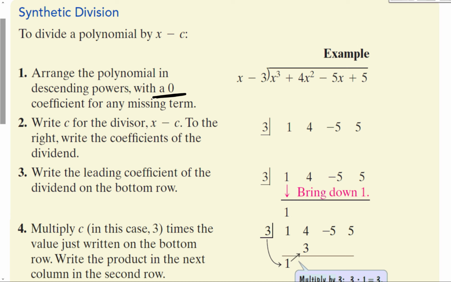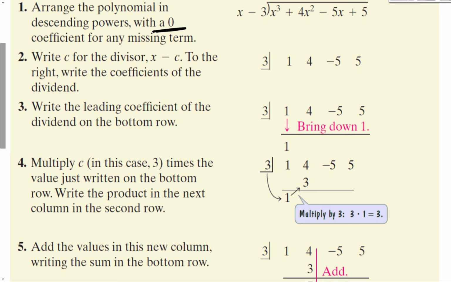First step is always write the leading coefficient of the dividend in the bottom row. So you first bring down the 1, always, or whatever number it happens to be in the front. Okay, you draw this line right there, and you bring down the first number. Next, we multiply. So we take 3 times 1, and that gives me 3, and I write the answer in the second column. Okay? Multiply c times the value just written on the bottom row, write the product in the next column in the second row.